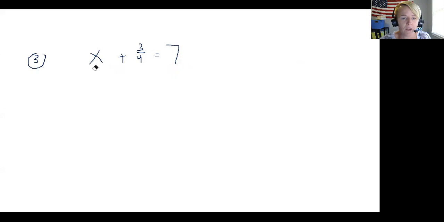So if there's only one denominator, it makes it quite easy in determining what the LCD might be, because it's literally just going to be whatever the one denominator is, and so this one's a 4. Okay, so I'm going to multiply both sides by 4.